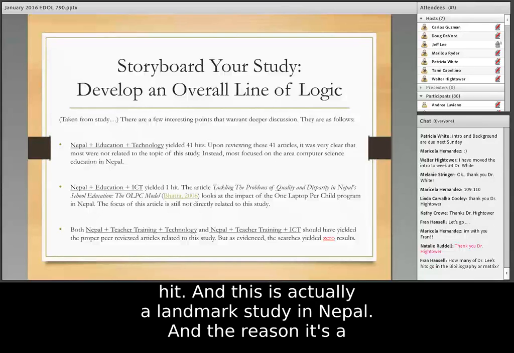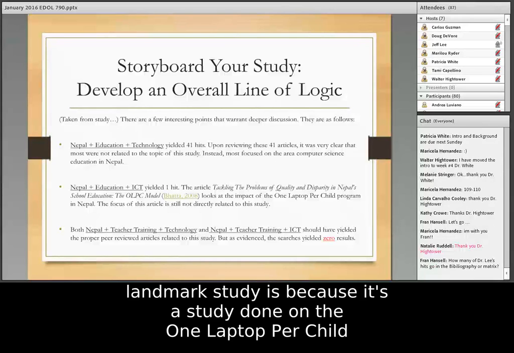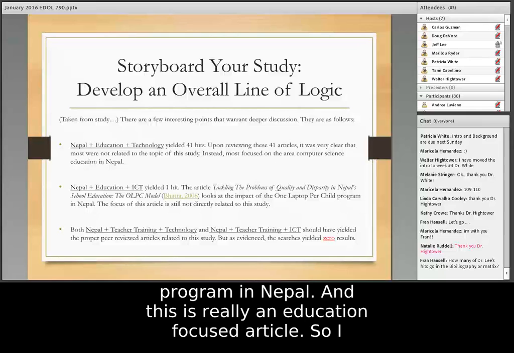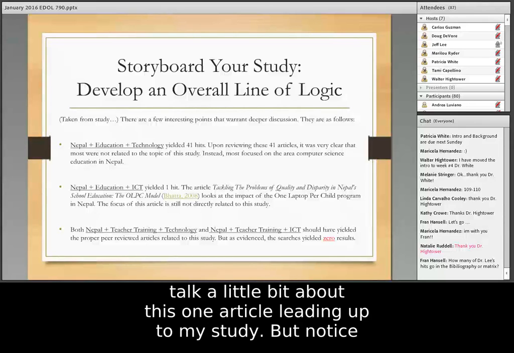The reason it's a landmark study is because it's a study done on the 1 laptop per child program in Nepal, and this is really an education-focused article. So I talked a little bit about this one article leading up to my study, okay?